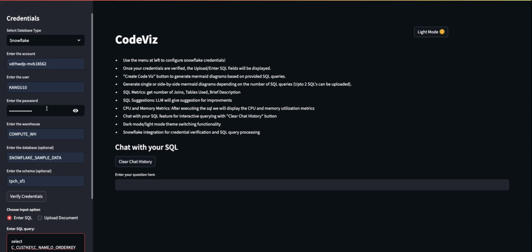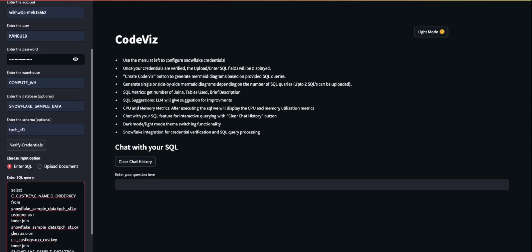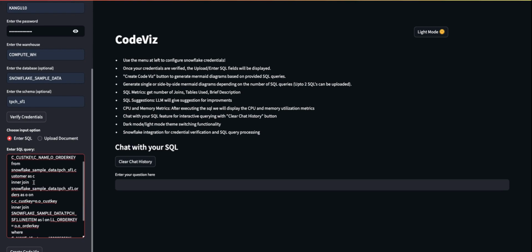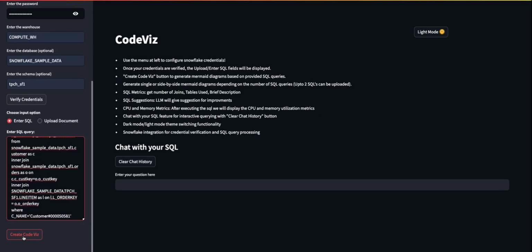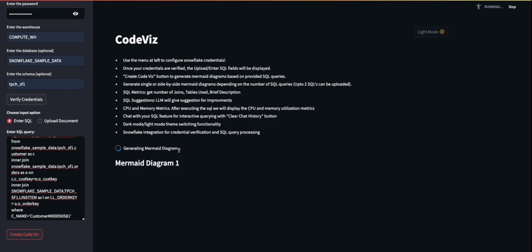As you can see on the left-hand side, I have all the credentials that the user can input. Once we click on verify credentials, the enter SQL query box will be enabled. I have pasted a sample query, and I'm going to click on create CodeViz. After that, on the right-hand side of the screen, we can see a mermaid diagram that is generated as the first step.